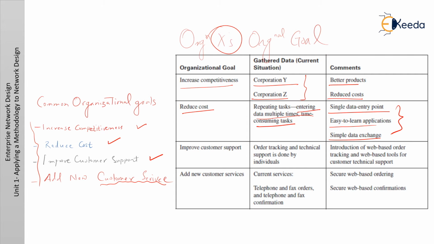Improve customer support. Order tracking and technical support is done by individuals. Introduce web-based order tracking and a web-based tool for customer technical support. Next is adding new customer services. The current services are telephone and fax orders and telephone and fax confirmation. Instead of using these two, we use secure web-based ordering and secure web-based confirmation.